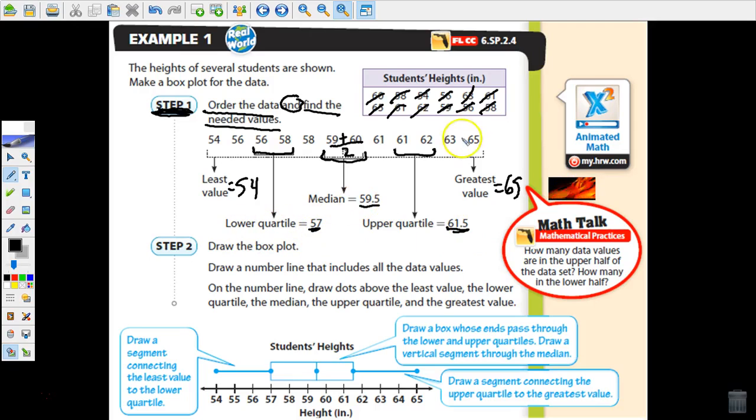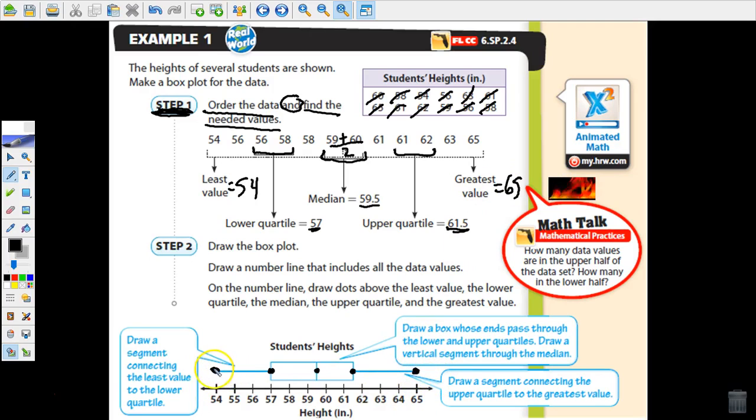Okay? So what we do is draw a segment connecting the least value to the lower quartile. Okay. So first things first, I get my least value, and then I go to 54. I draw a dot over 54. Okay? Then I look for 57. I draw a dot on 57. Okay? I look for 59.5. There's 59. I go in between 59 and 60. Draw a dot over that area. Same thing for 61.5. 61, in between 61 and 62. I draw my dot. Okay? And then my greatest value is 65. I go over 65. I make my dot.